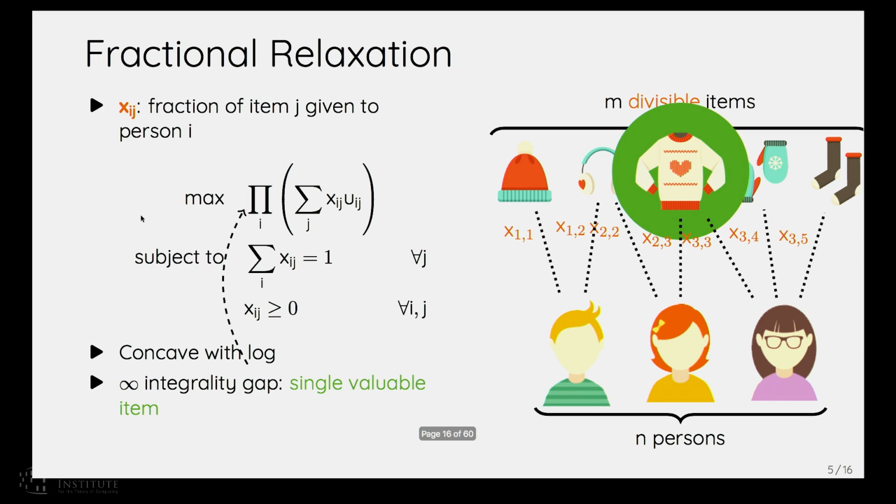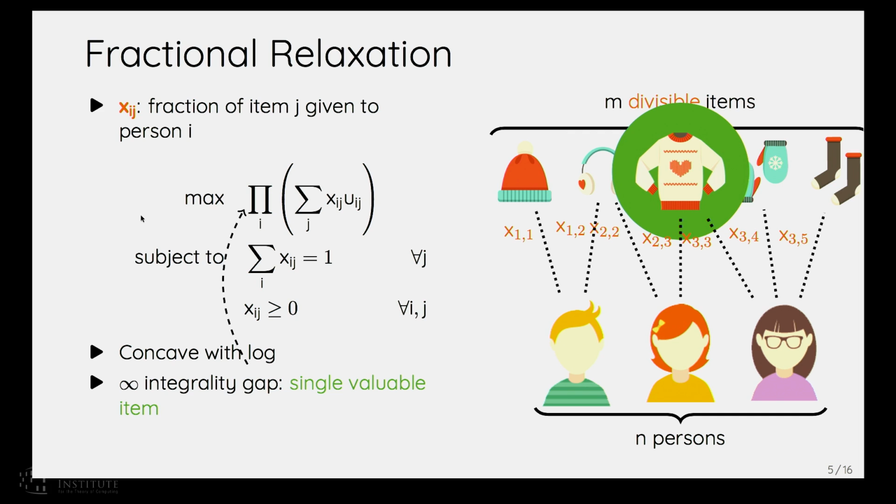To see that, just think of the example where there is only one valuable item. Everybody wants this sweater, but nobody wants anything else. The optimum integral solution would give this sweater to only one person, and the product of the utilities would be 0, whereas the fractional solution can cheat and divide this item and give one piece to each player.